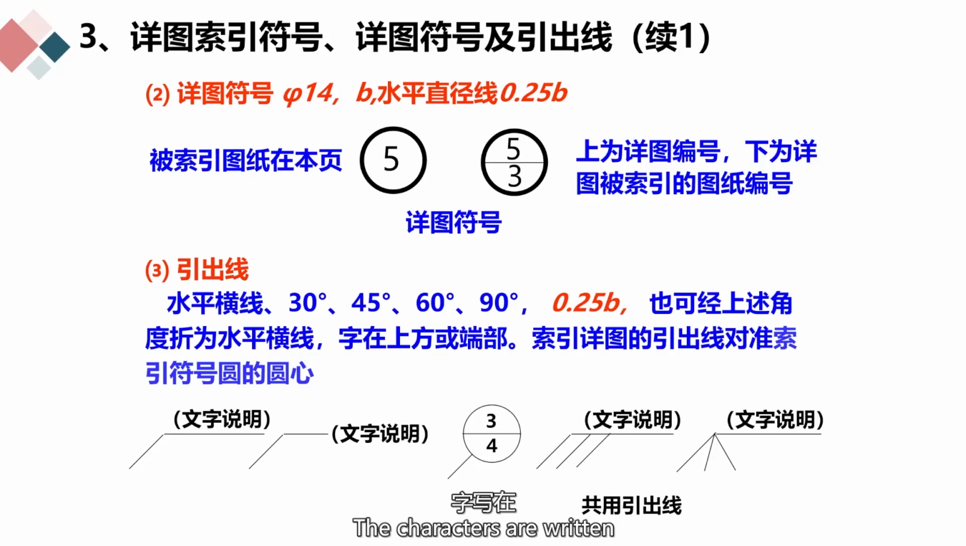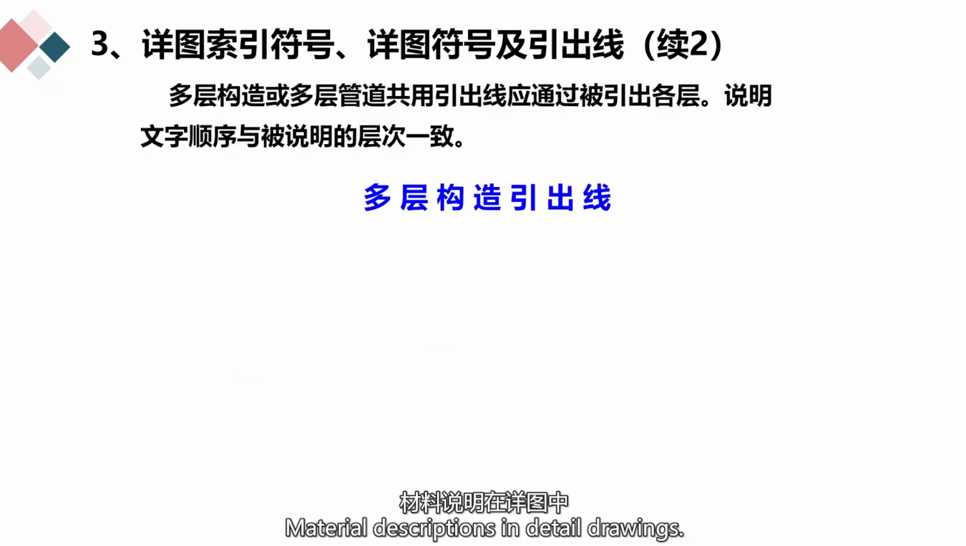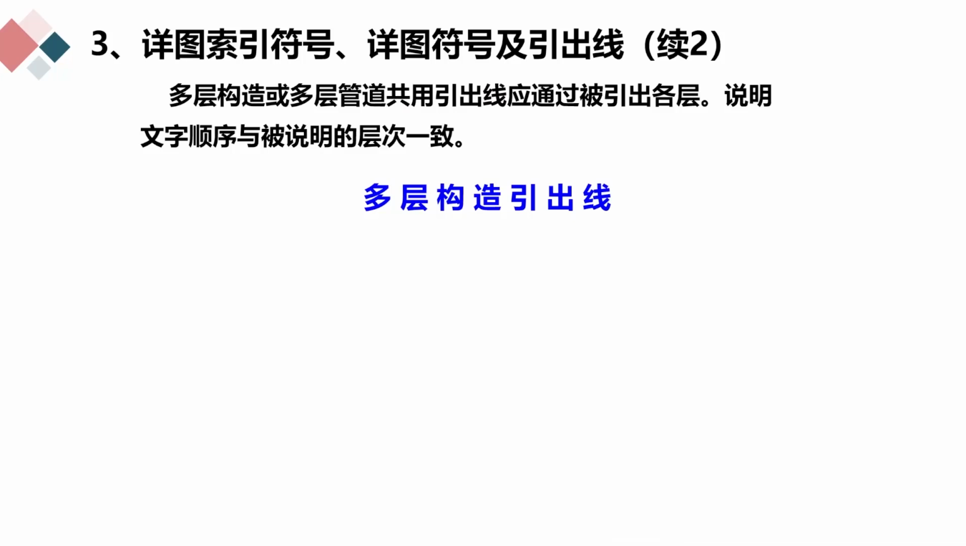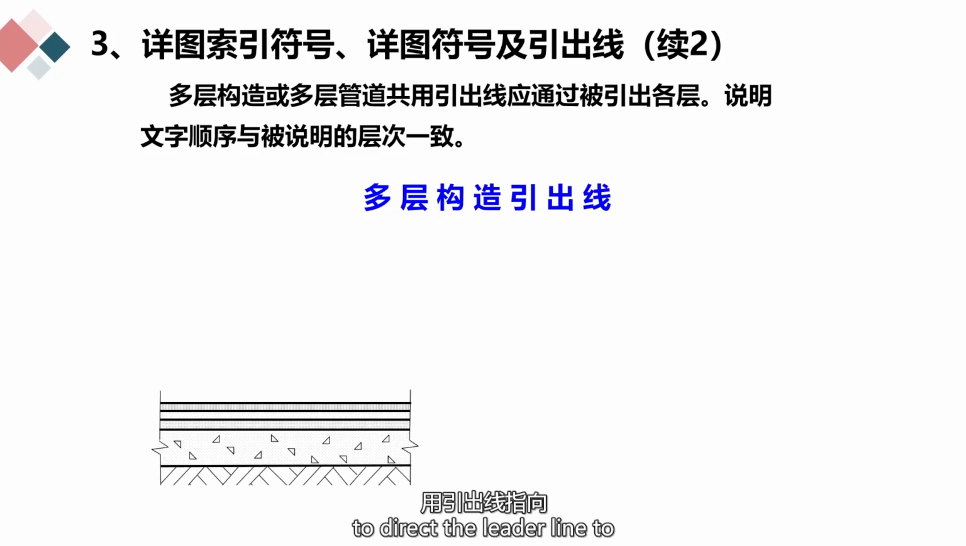The characters are written above or at the ends. Material descriptions in detail drawings: in addition to drawing material legends, textual descriptions should also be added. The method is to direct the leader line to the position to be explained.